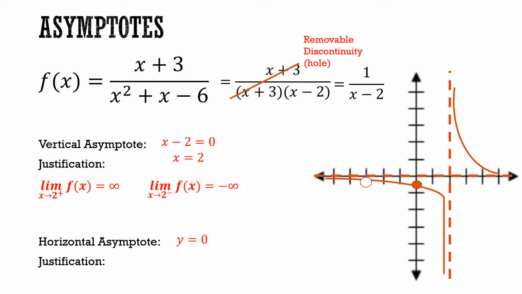Again, you need to write it in limit form. You can't just write it in words. You actually have to write the limit statement to justify your asymptote. For the horizontal asymptote, I'm going to do a very similar thing. I need to look at the far right and far left of my graph to see if it's approaching some number. If you notice, as x goes to infinity, the graph is approaching 0. And as x goes to negative infinity, the graph is approaching 0. Therefore, my justification would be the limit as x approaches plus or minus infinity of f of x equals 0.